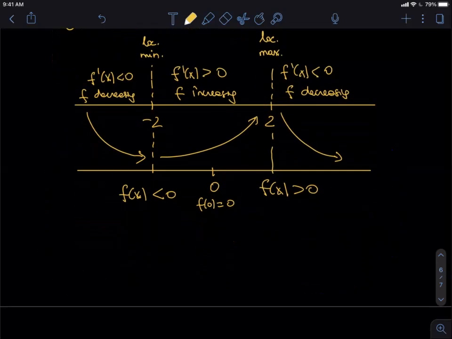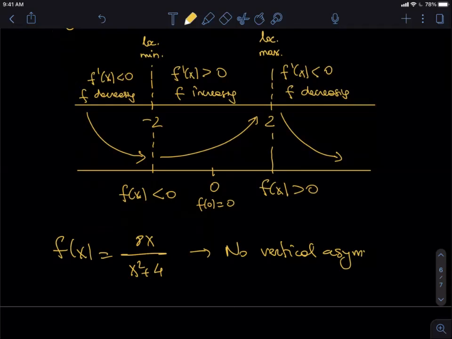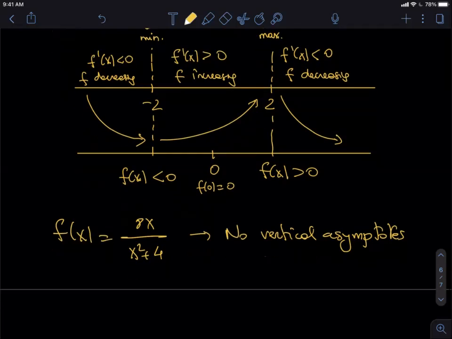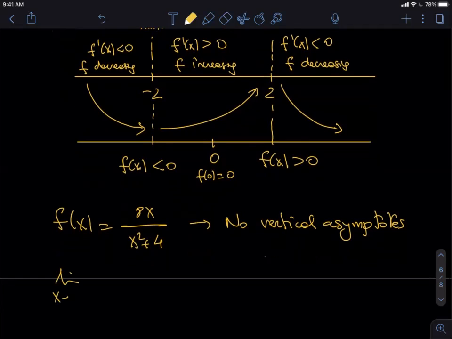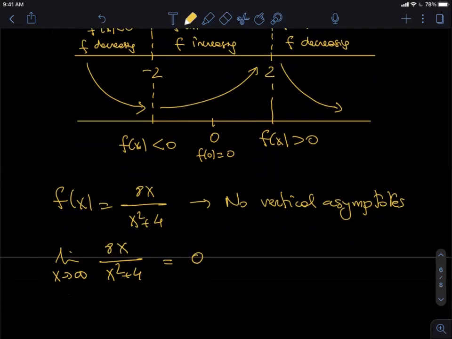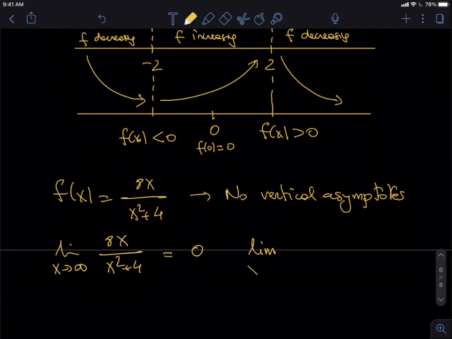Now, this function, because of the denominator being positive, has no vertical asymptotes. And the behavior at infinity, well, because the denominator overpowers the numerator, if we divide numerator and denominator by x squared, we are going to find that the limit is 0. You do the details. And at negative infinity, similar thing.